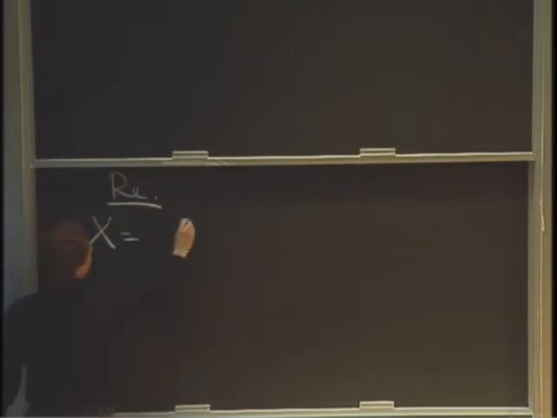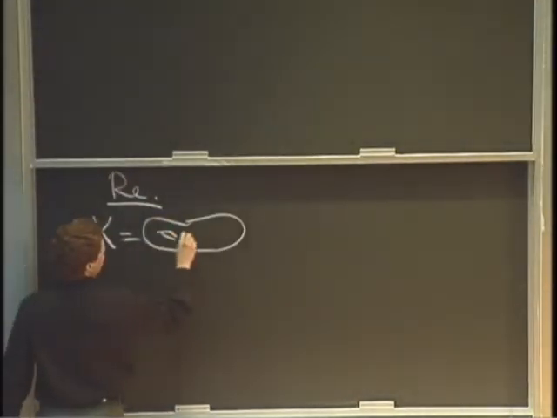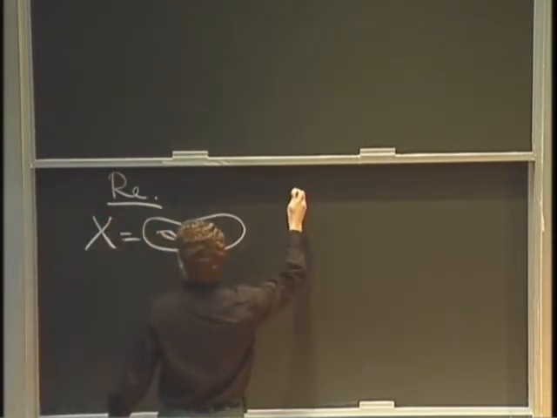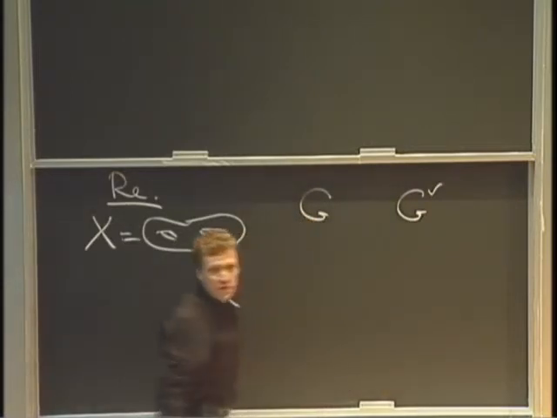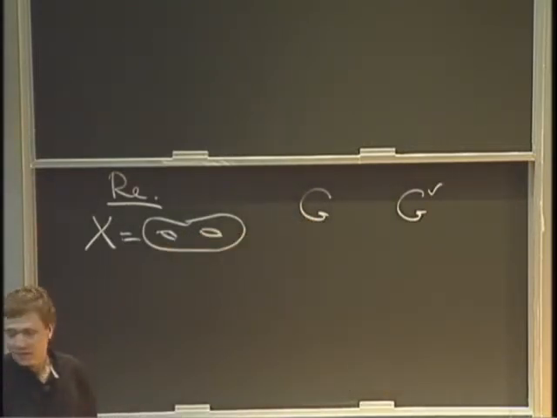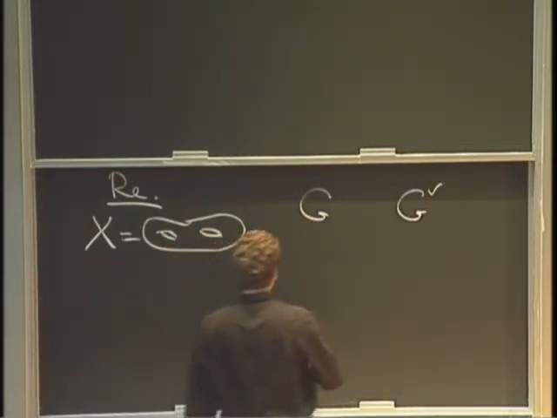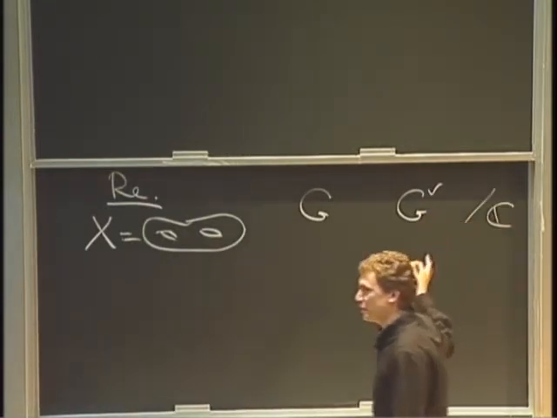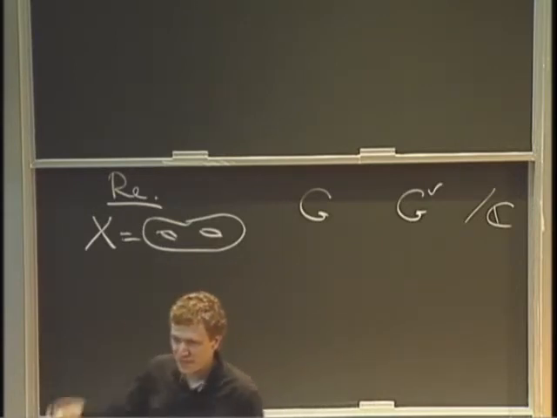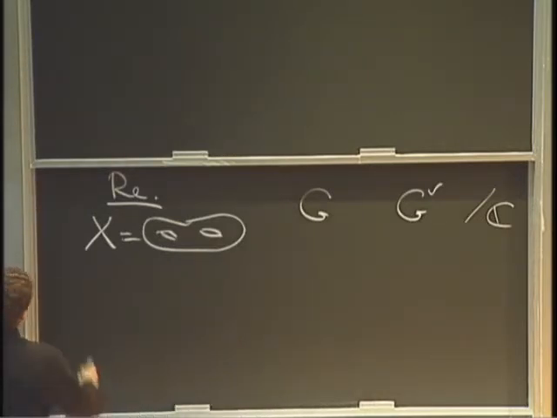All right, so first, let me remind you what's going on. X is a Riemann surface. G is a reductive group. G check is its dual. The fact that it has characteristic 0 is what's important.